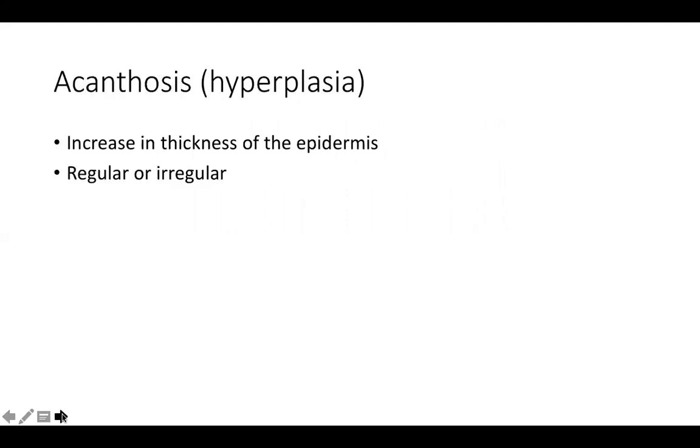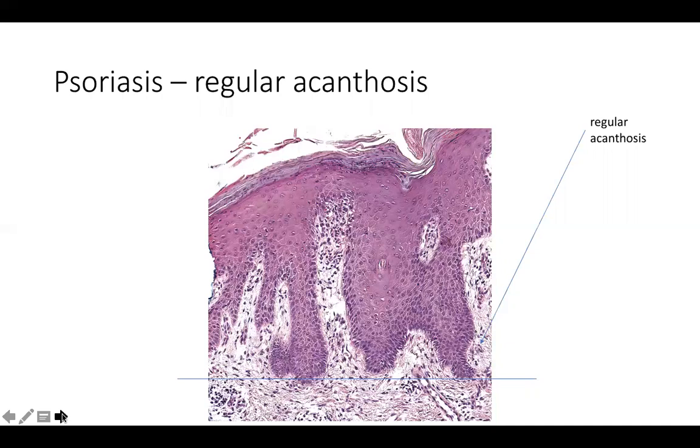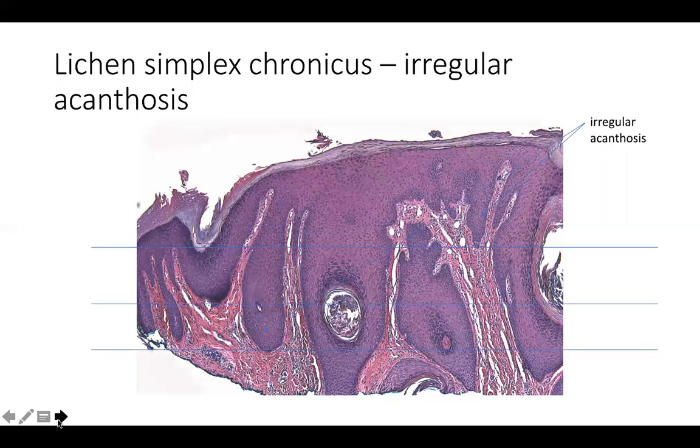First term is acanthosis. Acanthosis means hyperplasia or thickening of the epidermis. Regular acanthosis classically is seen in psoriasis, where the thickened epidermis, these rete, come down to one line for the most part. There's always some exceptions, but this comes down to one line. That's regular acanthosis. On the other hand, irregular acanthosis, which is seen in lichen simplex chronicus, is where the thickening of the epidermis is irregular.